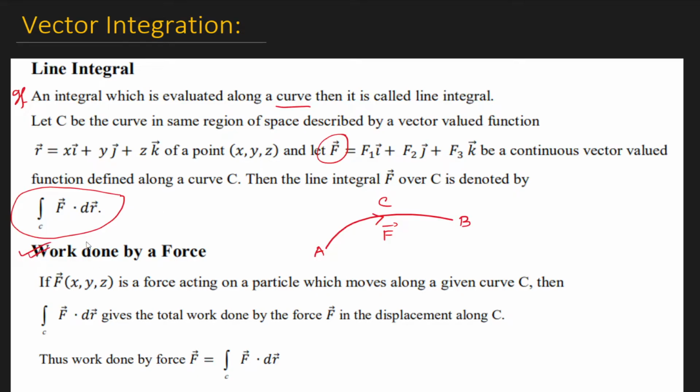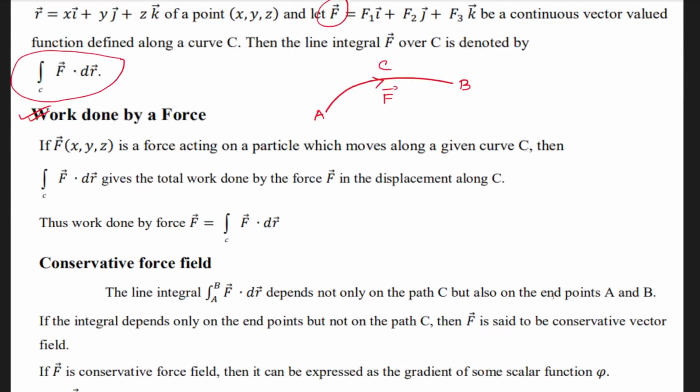Now you see f bar dot dr bar, it's like force into displacement, right? We know that force into displacement is nothing but work done. Now you see this integration is nothing but work done.